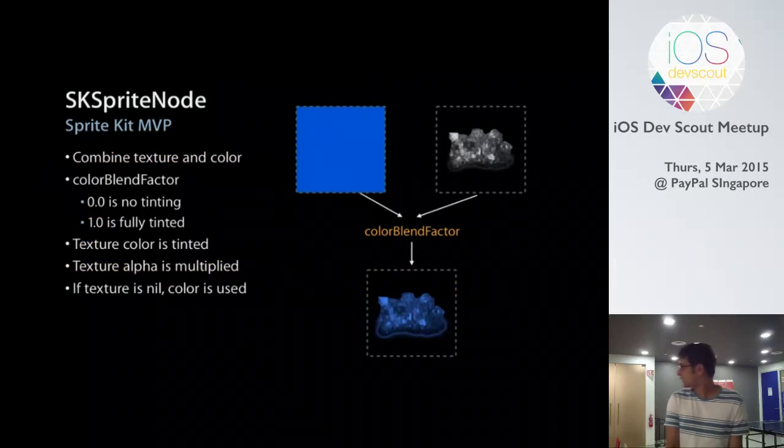As we saw, we can create sprite nodes with colors and with textures. You can also combine them together to give different effects. For example, here in this case, there's a mountain. I can put a blue color to give an icy feeling to this mountain for my ice world, for example. Let's say if you have a fire world, you can put a red color, make it red. So with similar textures, just by changing the color, you can achieve different effects.